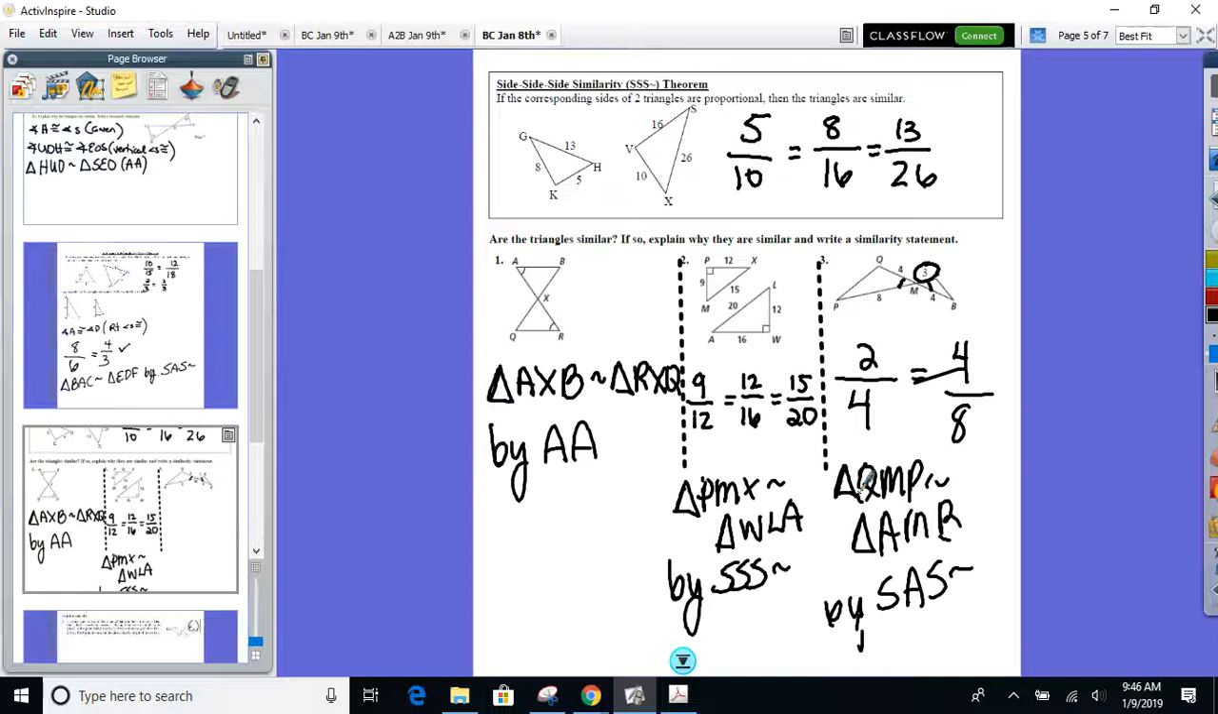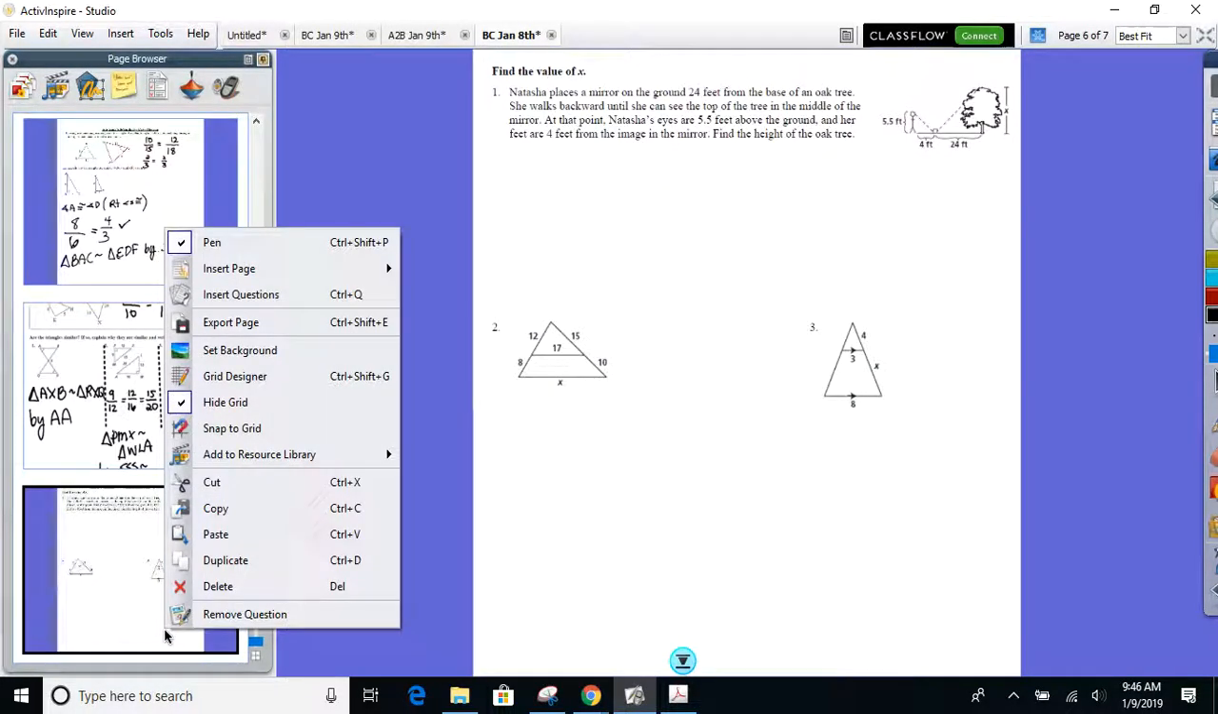All right. Probably one of my top 5 word problems of the year right now. Probably number 5, but it made the top 5. All right, let's read about Natasha. She is going to place a mirror on the ground 24 feet from the base of an oak tree. Oak tree, everyone. Not redwood, not pine, oak tree, because that's probably going to be important.